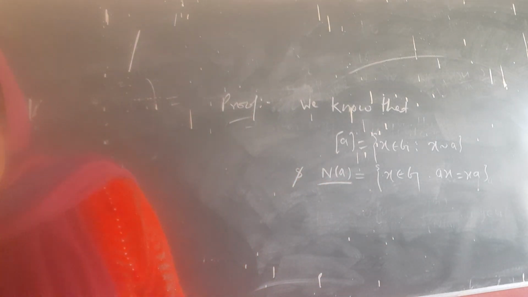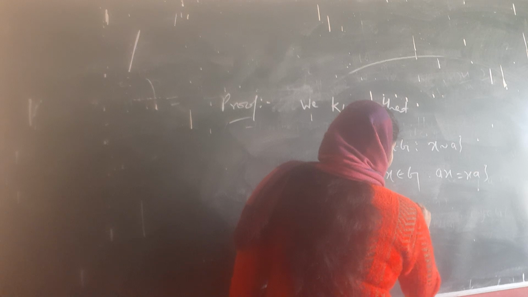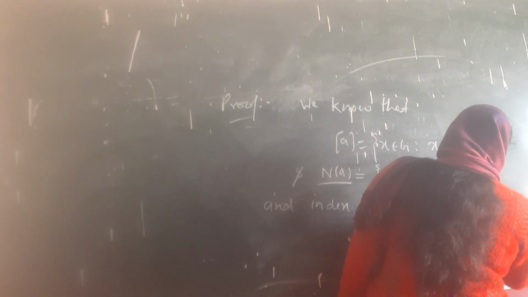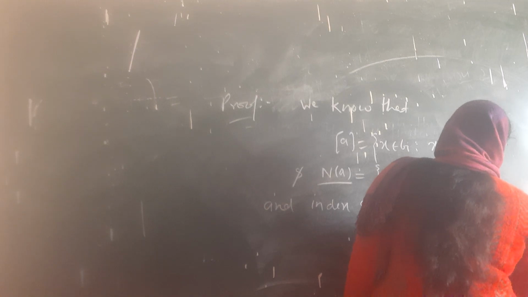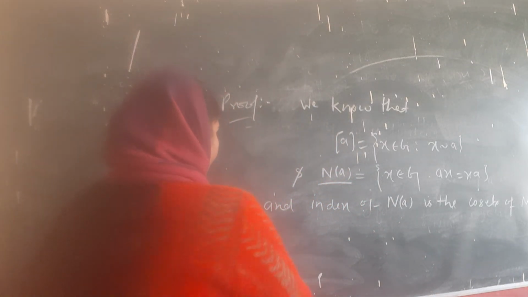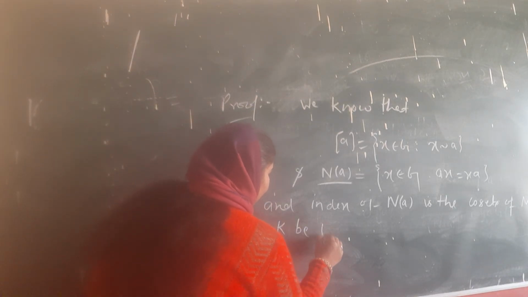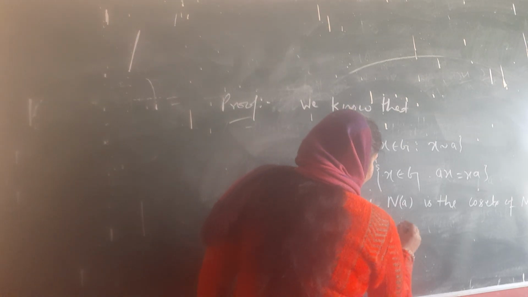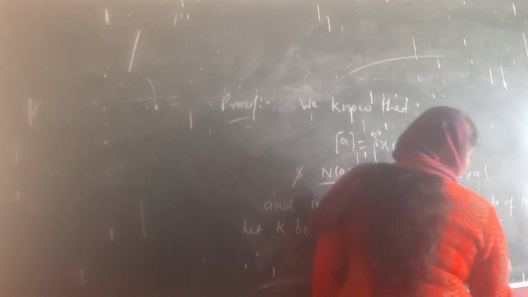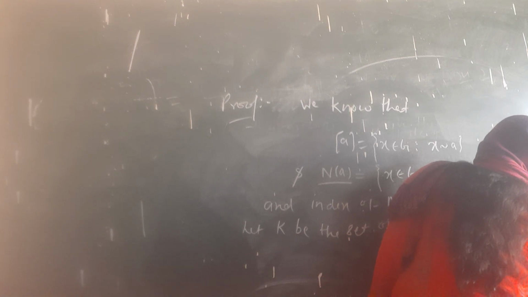नॉर्मलाइजर ऑफ A मीन्स हमारे पास क्या होगा, जो इंडेक्स होगा इंडेक्स ऑफ N(A) is the number of cosets of N(A) in G. For this we have to prove that, let K be the set of distinct right cosets of N(A) in G.